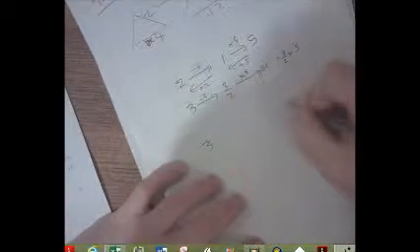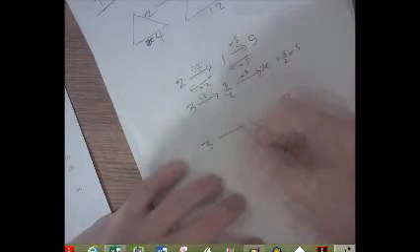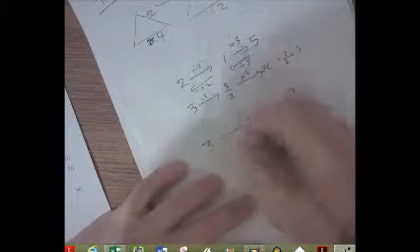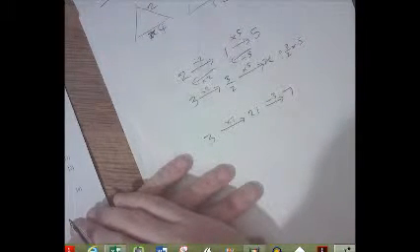If a 3 had to become a 7, I could go via the number 21. So times by 7 and divide by 3. All I'm saying is that you can go in two stages.